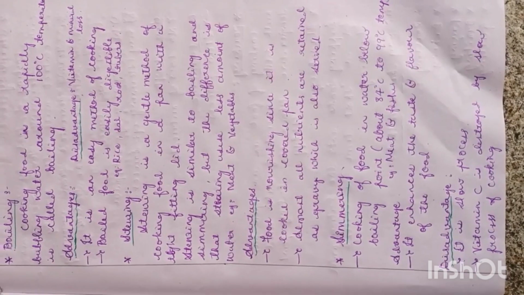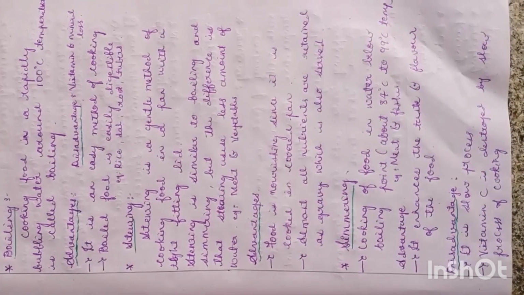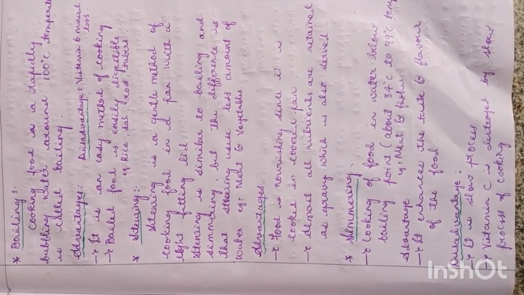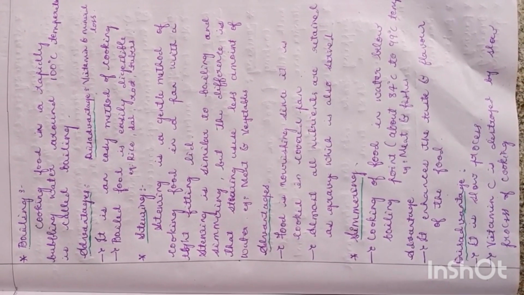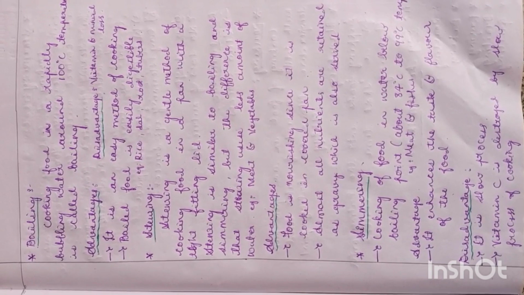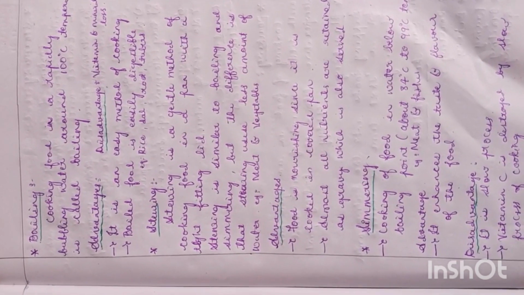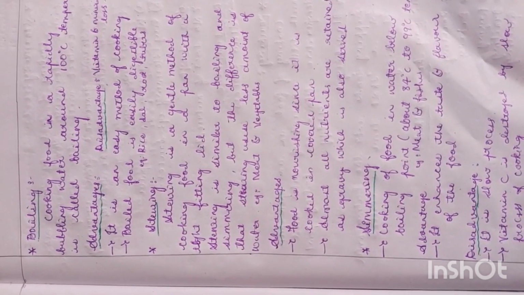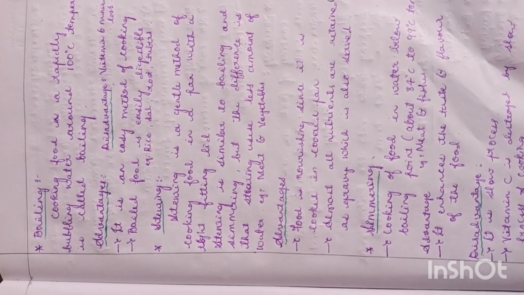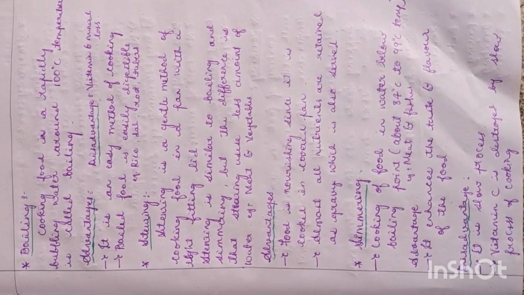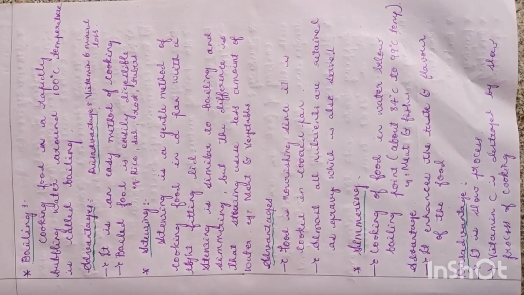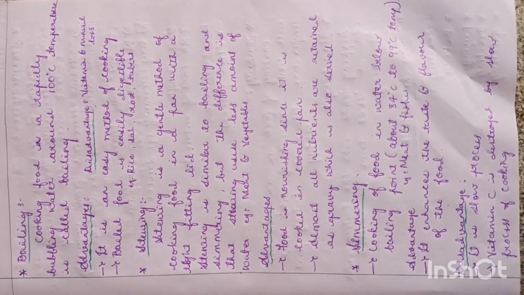Stewing. Stewing is a gentle method of cooking food in a pan with a tightly fitting lid. Stewing is similar to boiling and simmering, but the difference is that stewing uses a lesser amount of water. In this, meat and vegetables are stewed. Advantages are food is nourishing since it is cooked in a covered pan. Almost all nutrients are retained as gravy, which is also served.